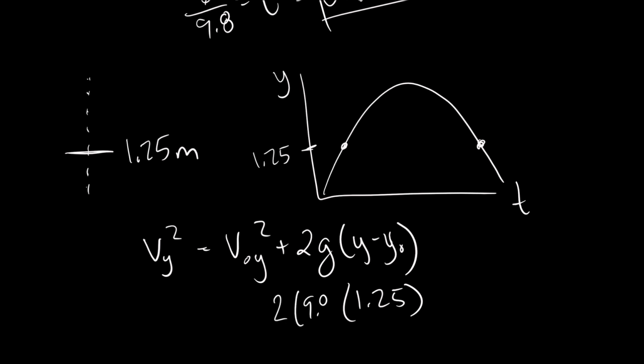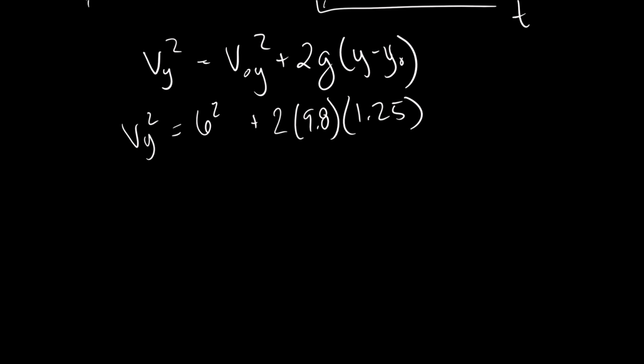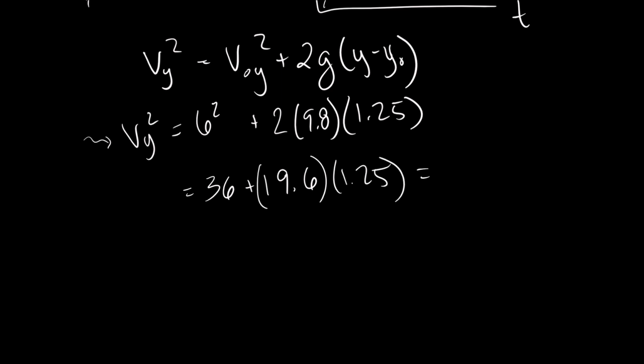2 times 9.8. Okay, we know our initial velocity was 6, and we're trying to solve for that y velocity. So this we don't know, but our equation is conveniently set up so that we'll solve for the square of it. So that equals 36 plus, what is that, 19.6 times 1.25, and we get 11.5.